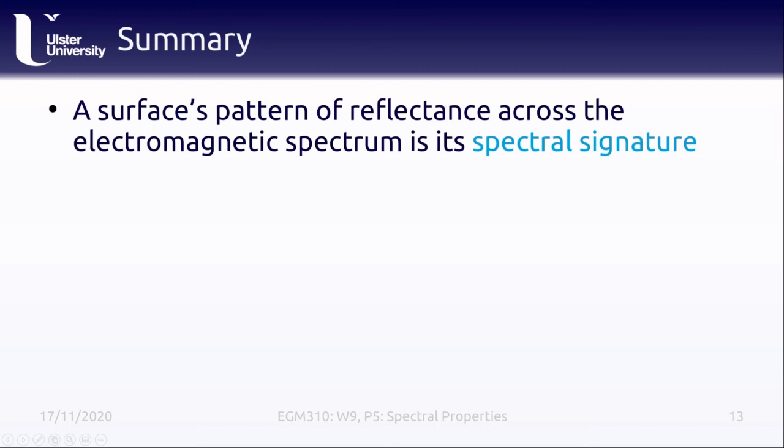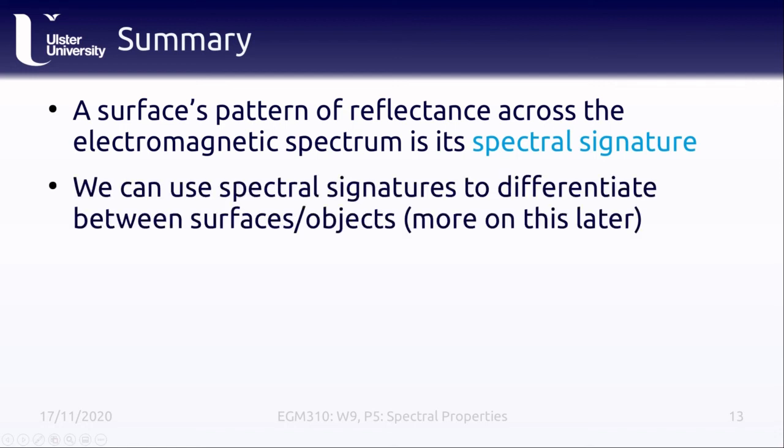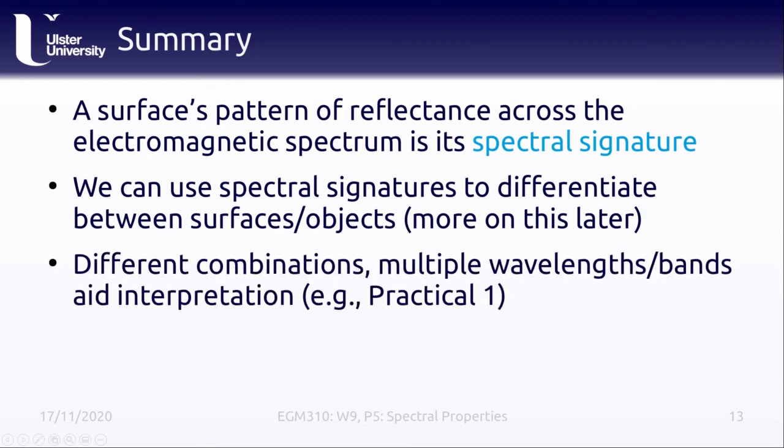In this lesson, we've discussed how a surface's spectral signature is the pattern of reflectance it has across different wavelengths of the electromagnetic spectrum. By measuring spectral reflectance and signatures in the field, we can try to differentiate between different surfaces and objects. We'll talk more about this in the coming weeks. Finally, as you will see in Practical 1 and as we will discuss more next week, different combinations of wavelengths or the use of multiple wavelengths or bands help us to interpret the things that we can see in satellite images.